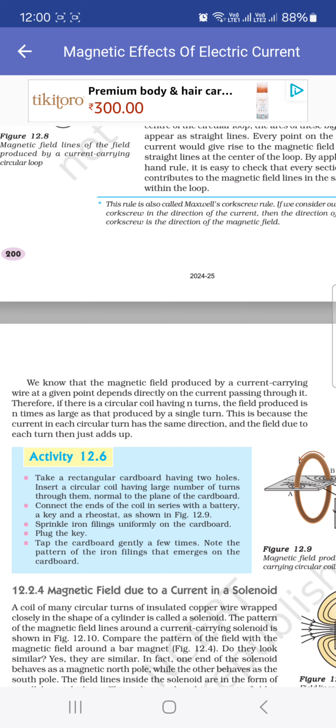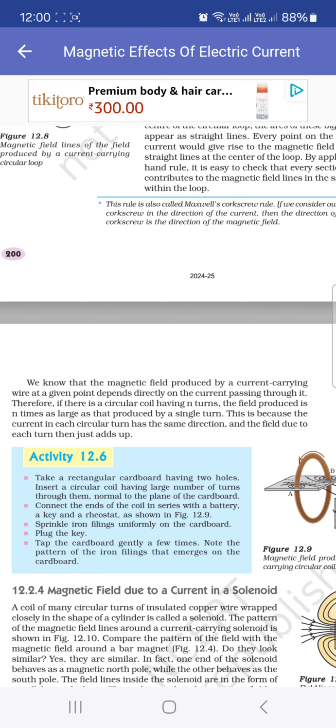Thus, the strength of the magnetic field produced by the current carrying circular coil can be increased. When will it increase? By increasing the number of turns of wire in the coil, by increasing the current flowing through the coil, and third, by decreasing the radius of the coil.